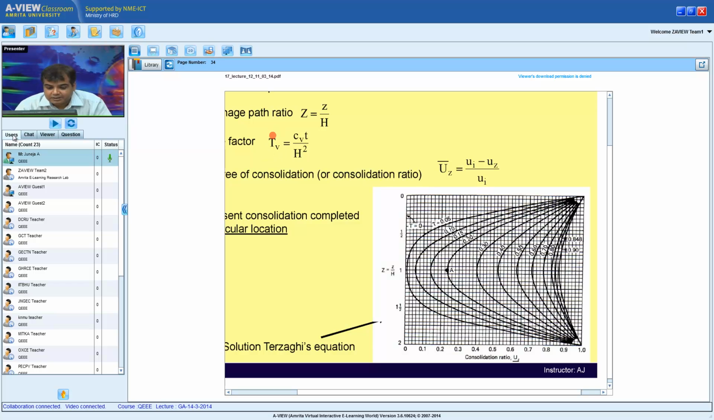Apologize for this. This TV is the same as T over there, and this TV is defined as dimensionless time, defined as CVT upon H square. Remember, H is the maximum distance the water has to travel. T is the time. It can be years, months, days, anything. And CV is the coefficient of consolidation. We have just looked at it a couple of slides back.